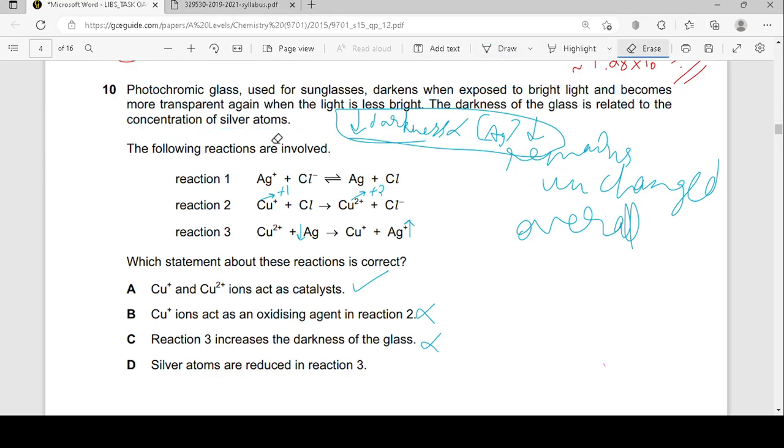Okay, so now option A seems to be the most correct to me. Silver atoms are reduced in reaction 3. So silver is 0 here, plus 1 here, so that means its oxidation state is increasing. If its oxidation state is increasing, that means it's becoming oxidized, not reduced. This is wrong. So I'm going to say the answer is A, okay?